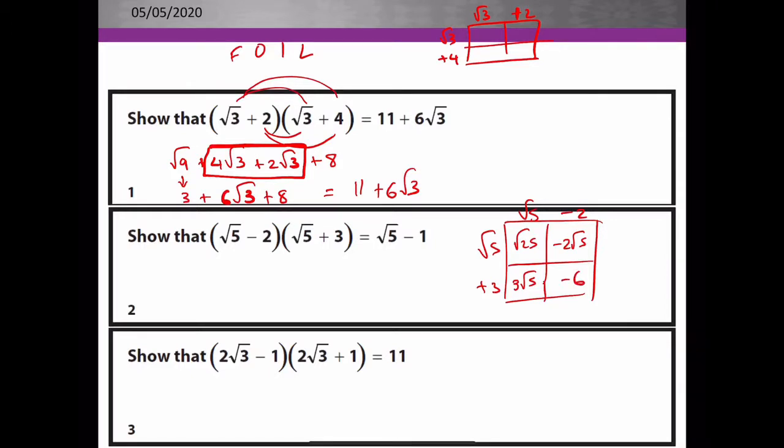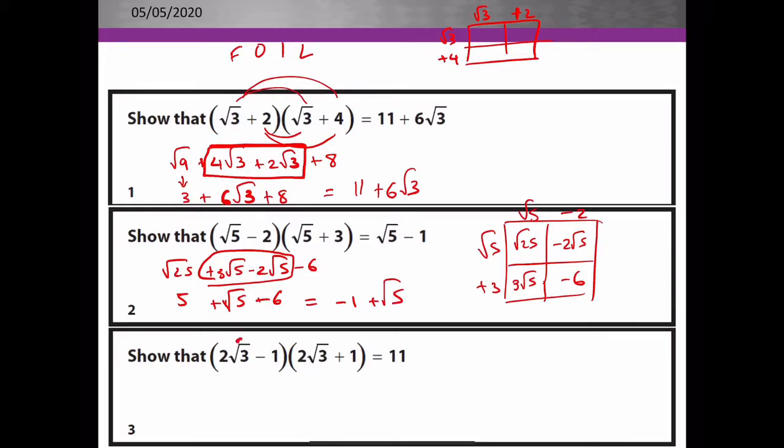So let's write everything we've written down. So root 25 plus 3 root 5, take 2 root 5, take 6. But root 25 is actually the number 5. If I simplify this, I'll get one lot of root 5. So I can just write root 5, take 6. Well, 5 take 6 is minus 1. So it's minus 1 plus root 5, that's your answer for it.